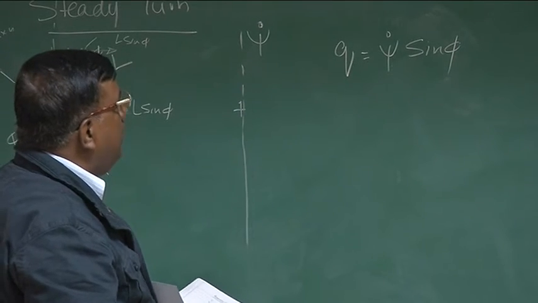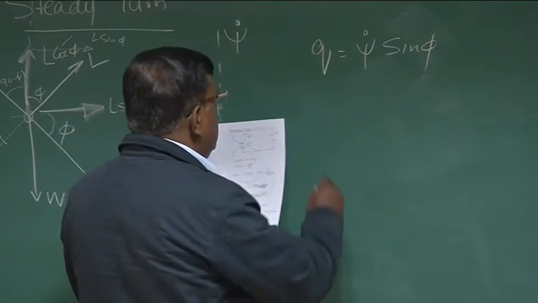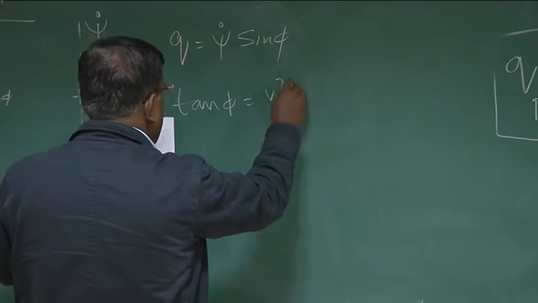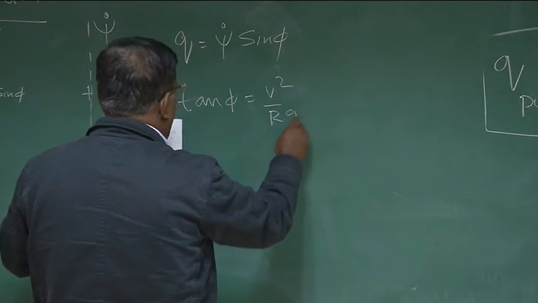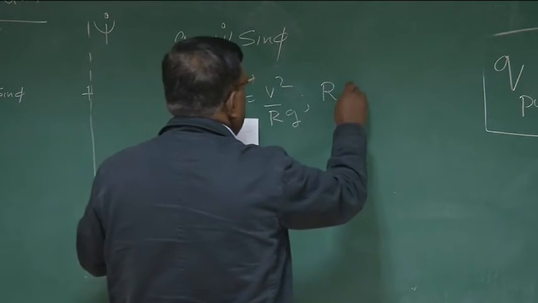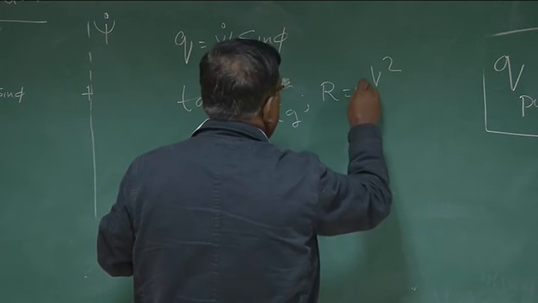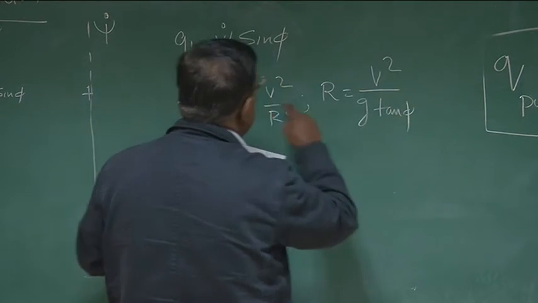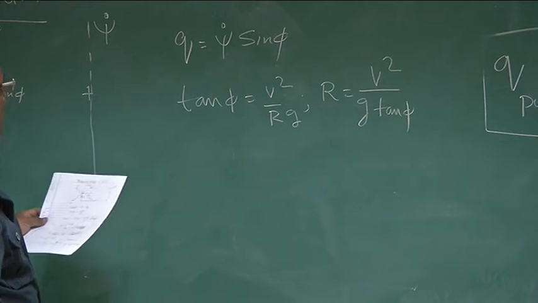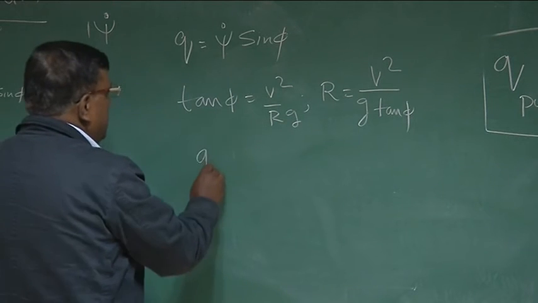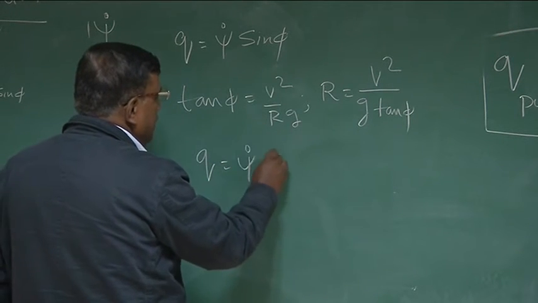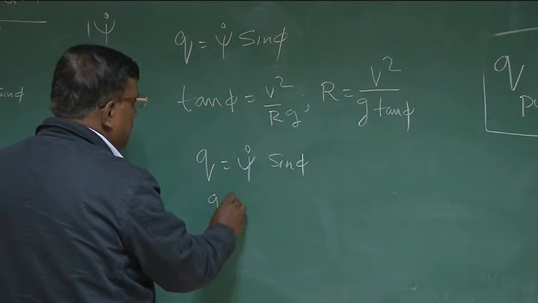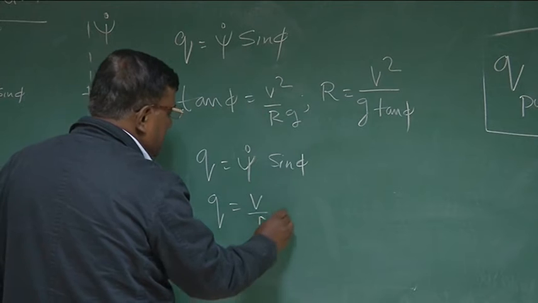We now will substitute a few expressions and try to get q for steady coordinate turn in terms of load factor and velocity. So we'll do some manipulation. We have seen that tan phi equal to v square by rg, or r equal to v square by g tan phi. This is what we have derived. Now what is q? q is psi dot sine phi. And what is psi dot? Psi dot is v by r.